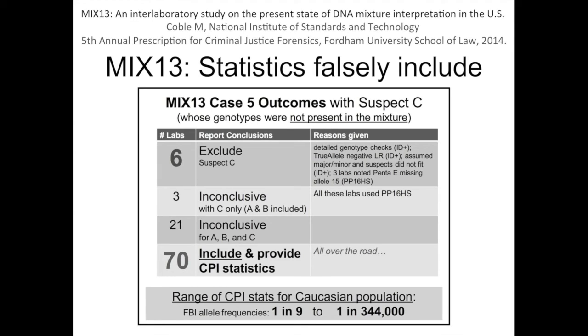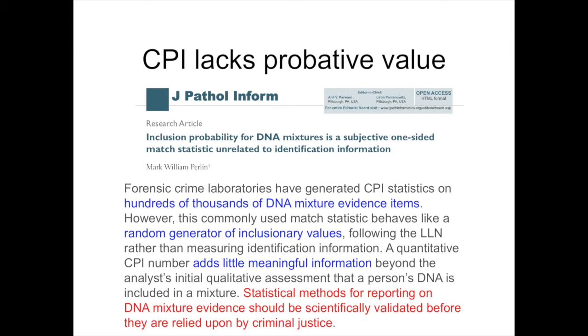So here's a 3-person mixture reported by Dr. Michael Coble from NIST. This is 100 labs who've looked at a 3-person mixture. 70 of them, shown on the bottom, falsely included and gave match statistics ranging from 10 to 350,000. There were other labs, maybe a quarter of them, that said it was inconclusive, and 6 labs properly excluded the suspect based on their protocols. The larger problem is that these numbers don't even have any probative value.